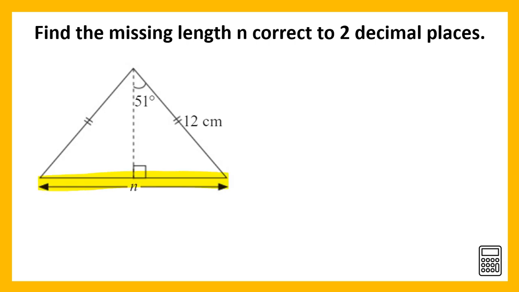Notice how n is the length that goes across the bottom of the whole triangle, but the diagram does show us how this triangle can be split to form a right-angled triangle, which will be helpful to find a missing length like this one here. Using the angle provided of 51 degrees, I can label the unknown length opposite the right angle as the hypotenuse, meaning this one next to 51 would be labelled as the adjacent.